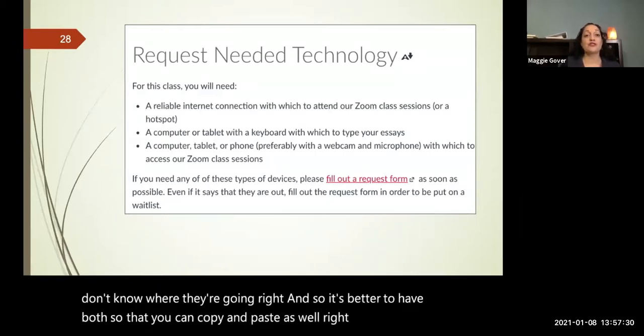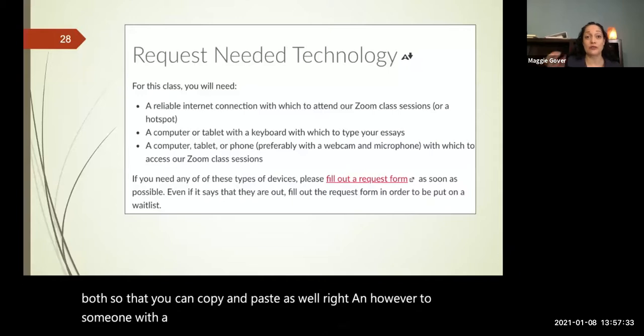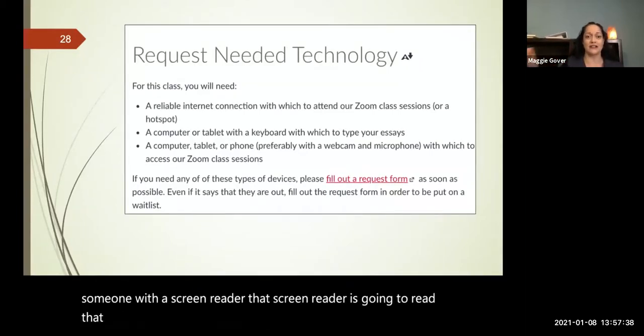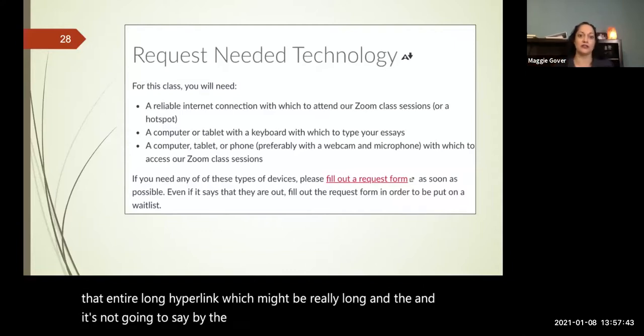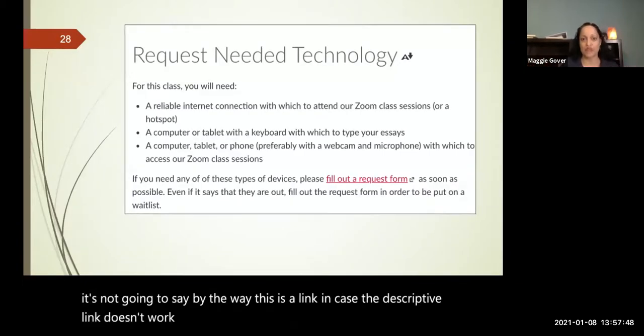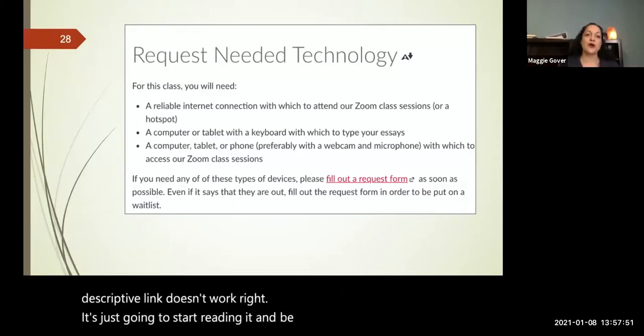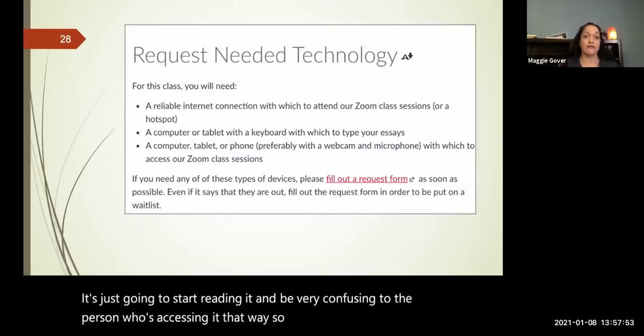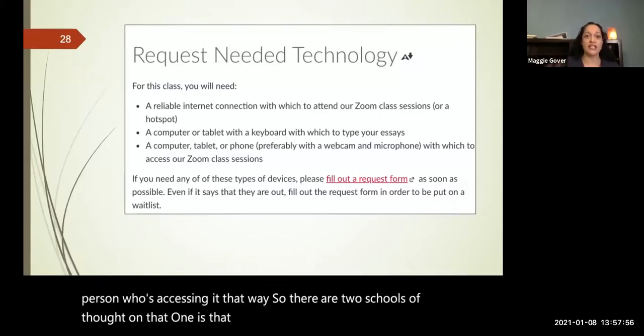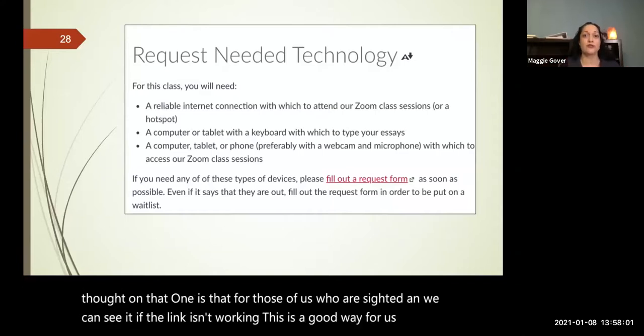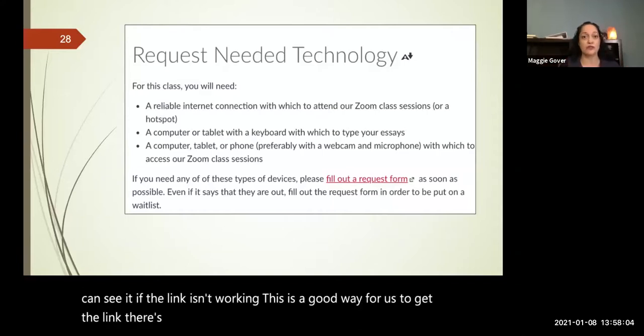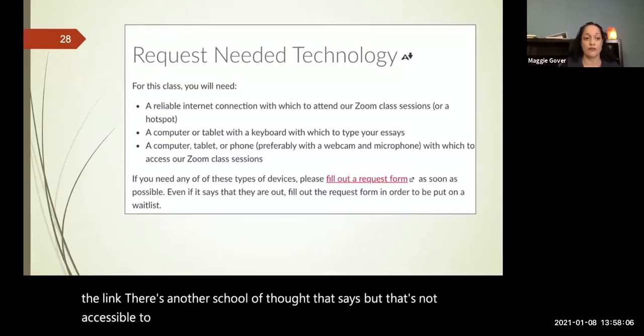However, to someone with a screen reader, that screen reader is going to read that entire long hyperlink, which might be really long, and it's not going to say, by the way, this is a link in case the descriptive link doesn't work. It's just going to start reading it and be very confusing to the person who's accessing it that way. So there are two schools of thought on that. One is that for those of us who are sighted, if the link isn't working, this is a good way for us to get the link. There's another school of thought that says that's not accessible to a person with a screen reader and it makes it more difficult for them.